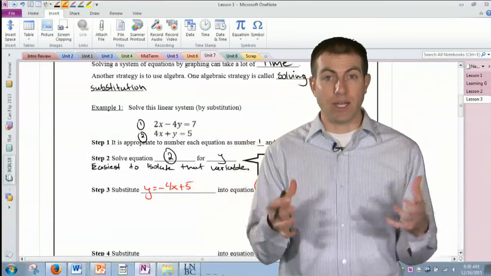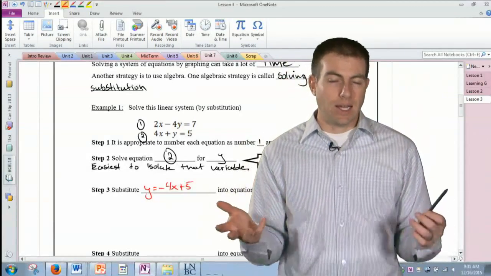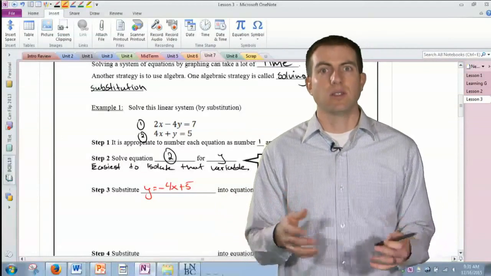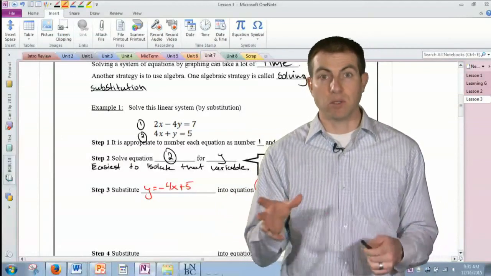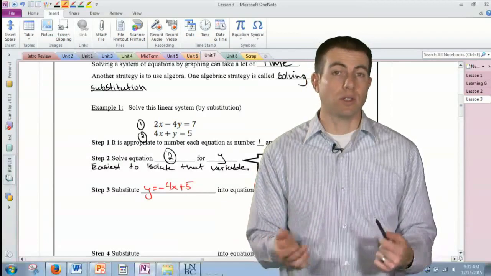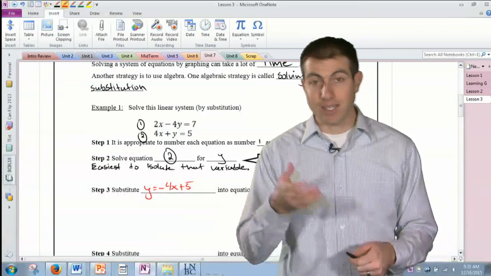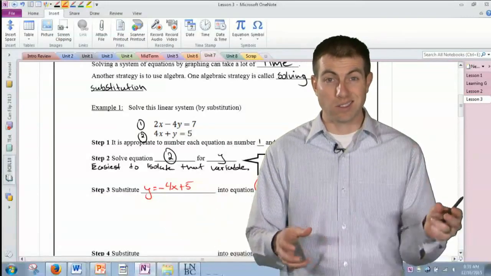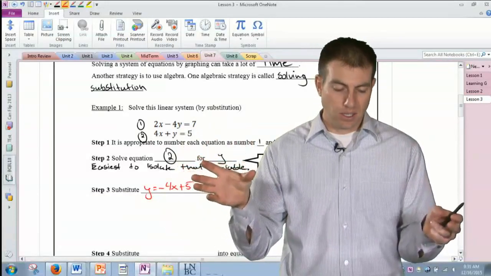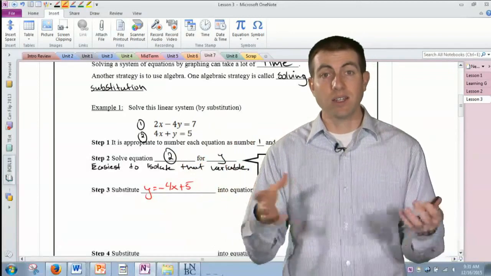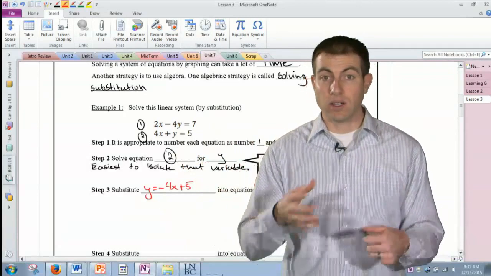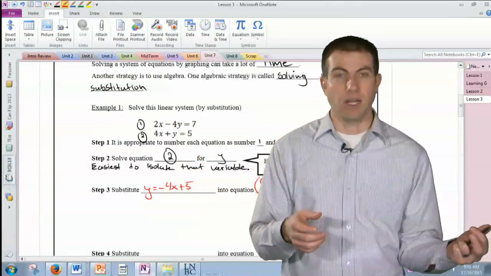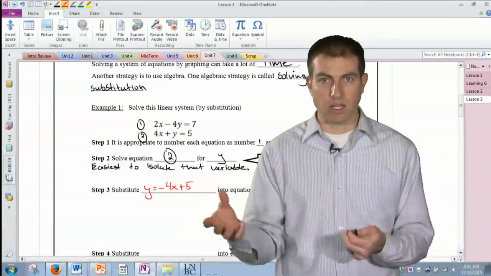Once I figure out what y equals, remember the variables are just numbers, but the variables just hold the place of a number, so we don't know what the numbers are. So if it says y is equal to negative 4x plus 5, it means y is the same thing as negative 4x plus 5. They're identical. So anywhere in an equation I see a y, I could have a y there, or I could have a negative 4x plus 5.